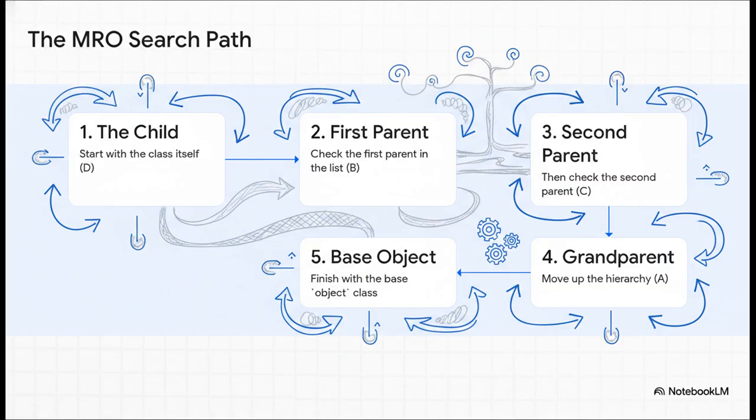Let's trace it together. First, Python looks in the child class itself, D. If the method isn't there, it moves to the first parent you listed, which is B. Still no luck? It then checks the second parent, C. Only after it's checked all the direct parents does it move up to the grandparent, A, and then finally to the base object class that everything in Python inherits from. It's a clear, predictable order, so there's never any confusion.